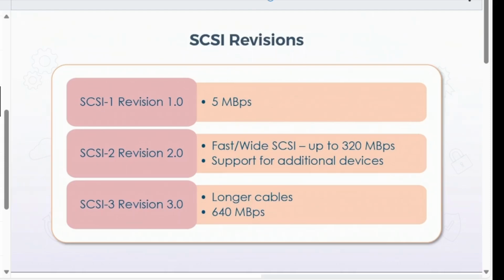Now, within each revision, there were incremental improvements. So revision 2 didn't immediately jump to that level. Initially, it came in at about 20 megabytes per second, but ultimately increased to 320. And revision 2 is also where the support for 16 devices total was introduced. Ultimately, revision 3 is where SCSI more or less finished, with support for longer cable runs, which allowed for more space between drives and facilitated better airflow and cooling. And by its latest iteration, it supported throughput of up to 640 megabytes per second, or a little more than 5 gigabits per second.